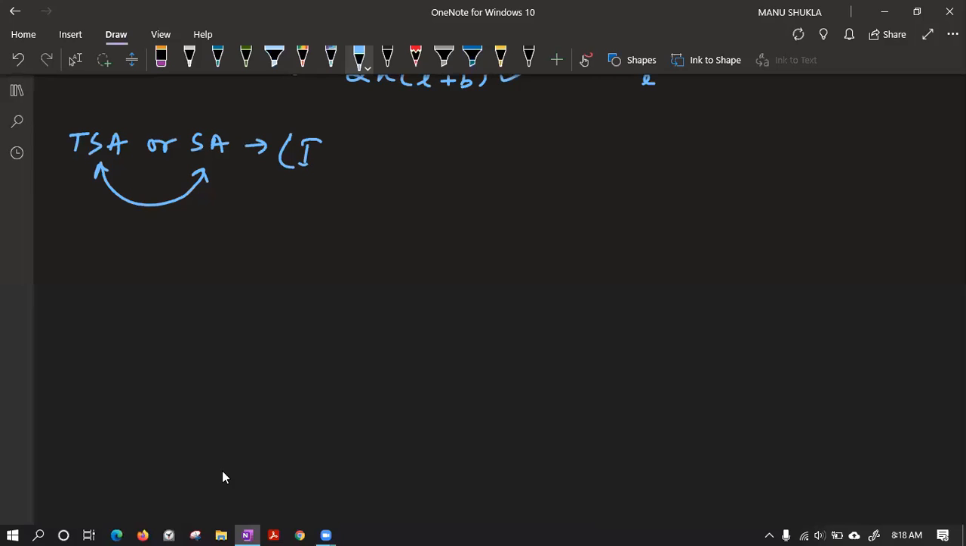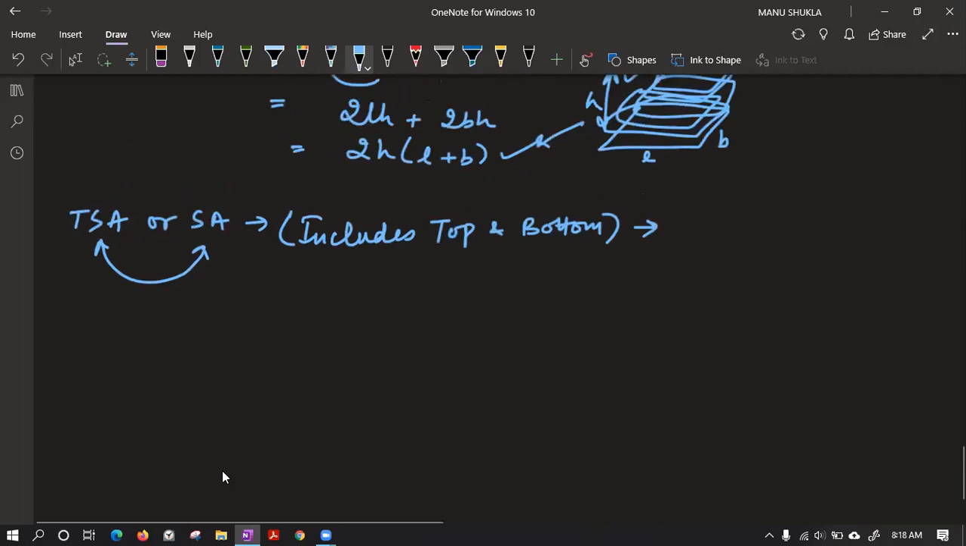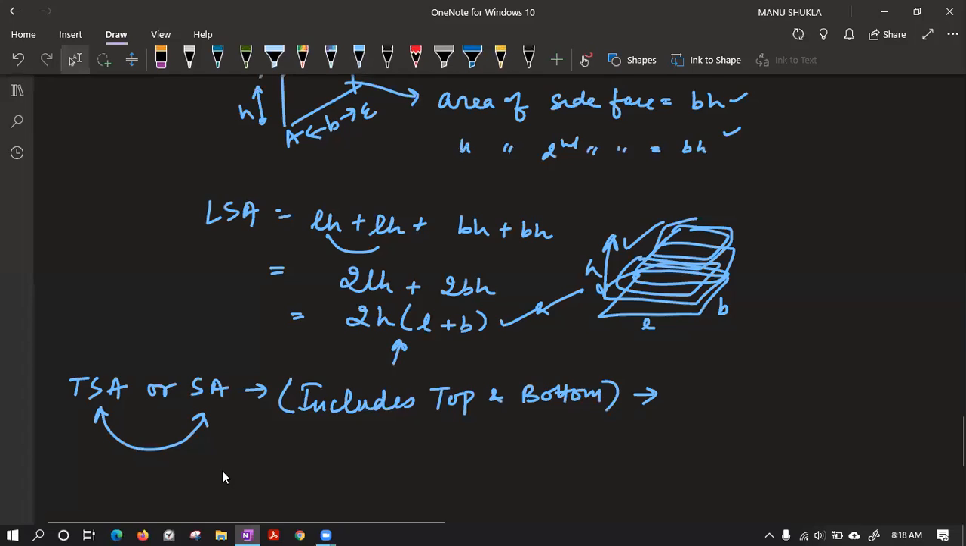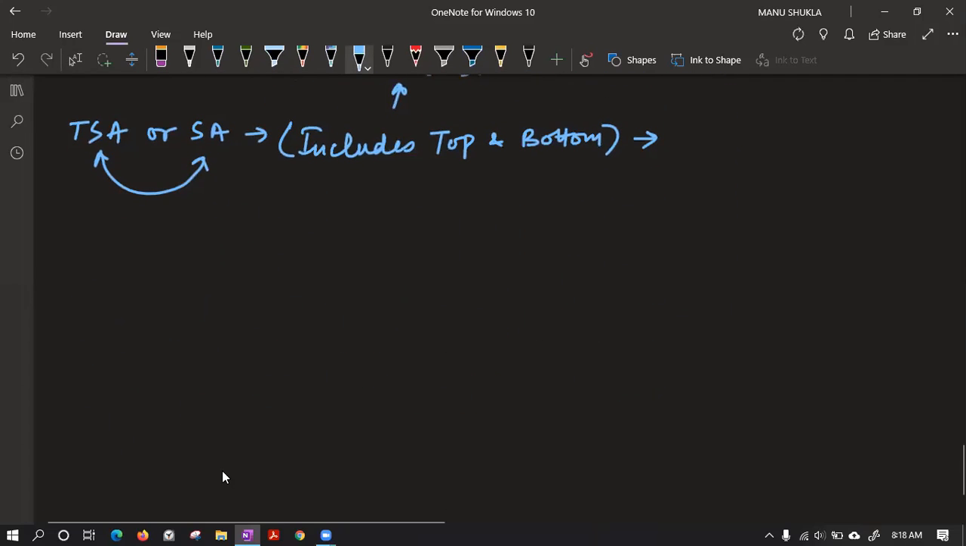It includes what? Top and bottom. This chapter is very easy if you are able to visualize the figure in your mind. Okay. Now we have seen the four faces and we got this thing. So we can say TSA is actually LSA plus area of top and bottom. Class, can we say this thing?